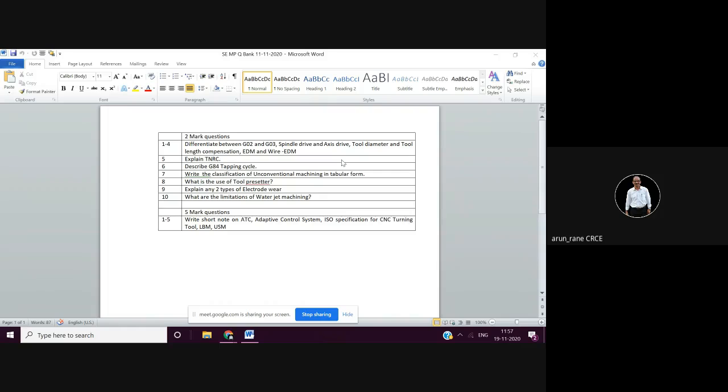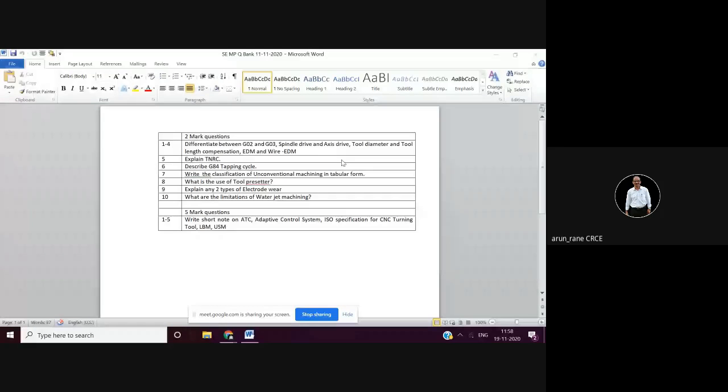Then, write the classification of unconventional machining in tabular form. You have to classify the unconventional machining in the tabular form, based on the energy, whether it is mechanical, electrical, thermal. Suppose it is thermal, then thermal means heat. So EDM, wire EDM.